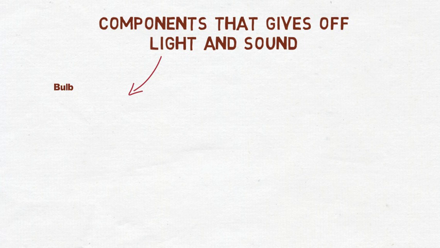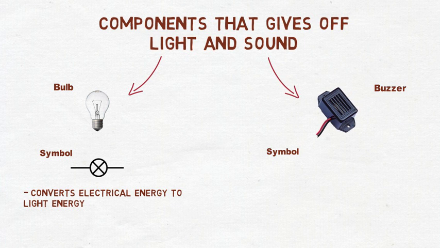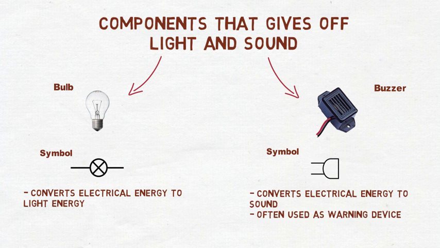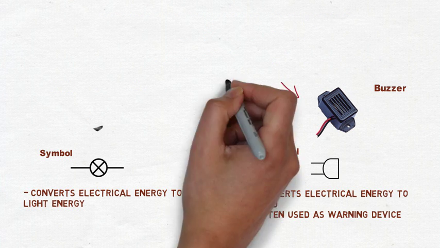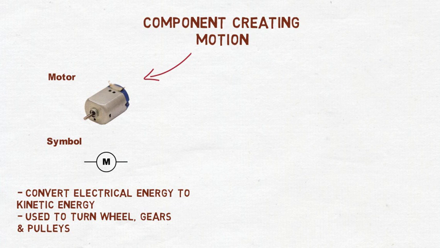A component that gives off light is a light bulb. It converts electrical energy to light energy. A component that gives off sound is the buzzer. It converts electrical energy to sound, and it is often used as a warning device. Components that create motion. One example is the motor. It converts electrical energy to kinetic energy, and it is used to turn wheels, gears, and pulleys.